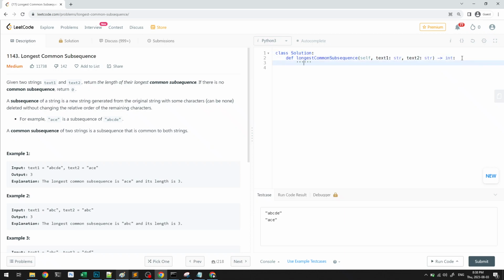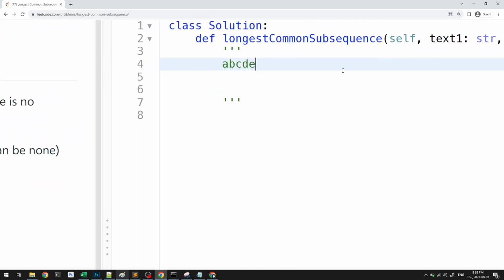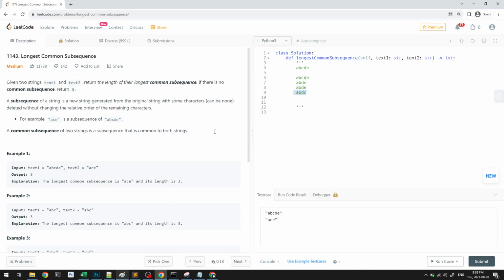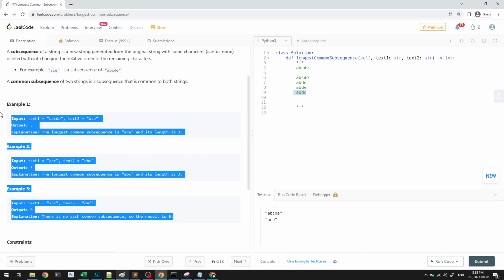What does that mean? For example, let's say we have the string A, B, C, D, E. Then possible subsequences here can be the entire thing. Maybe it can be A, B, and then we remove the C, so D, E. Maybe it can be A, B, D, E, etc. One thing we can't have is something like A, B, D, C, because even though this contains characters from this, we have the A, B, the D, but the C is actually before, right? So we can't put it after. So this would be invalid. But that's essentially what it means by definition of a subsequence.